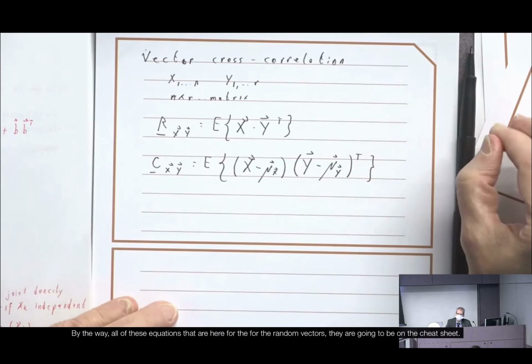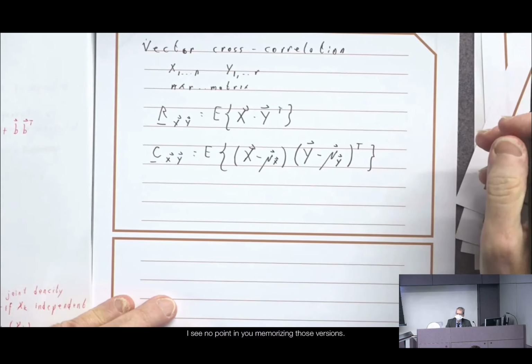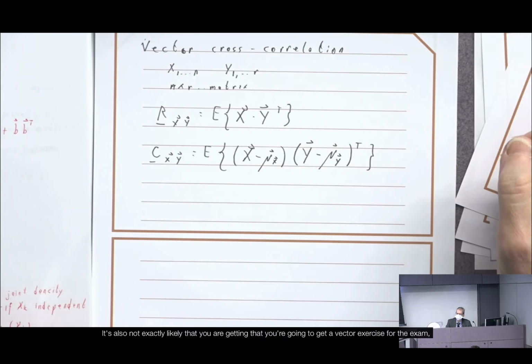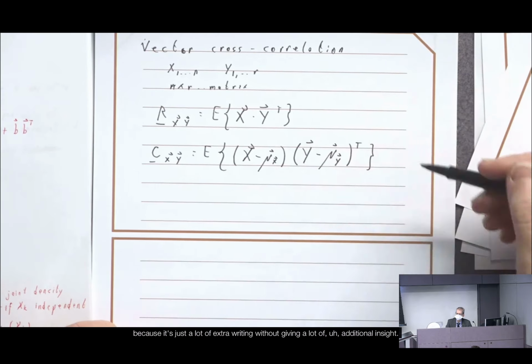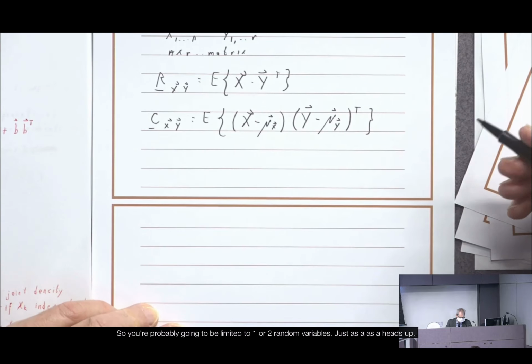By the way, all of these equations that are here for the random vectors, they're going to be on the cheat sheet. I see no point in you memorizing those versions. It's also not exactly likely that you're going to get a vector exercise for the exam, because it's just a lot of extra writing without giving a lot of additional insight. So you're probably going to be limited to 1 or 2 random variables, just as a heads up.